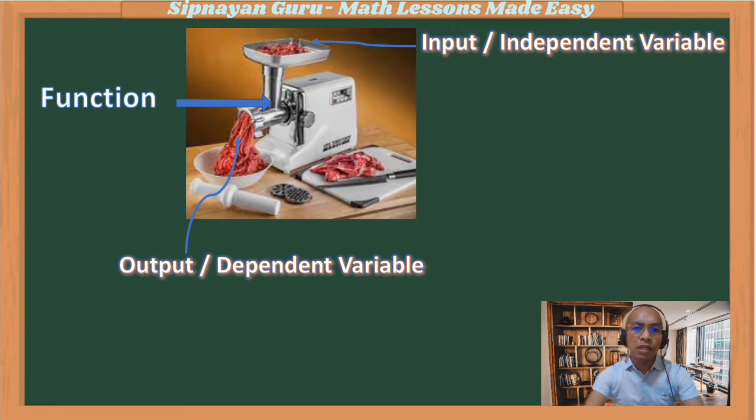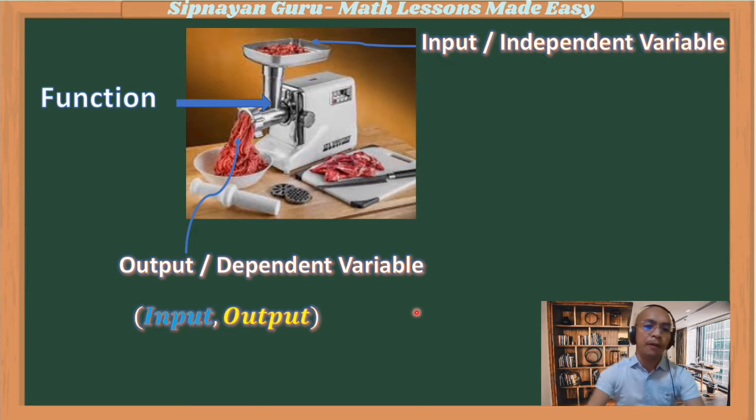So if you put a slice of meat here, the output must be ground meat. If you put a coffee bean here, the output must be coffee granules. If you put rice here, the output must be ground rice. In terms of quantity, x would be our independent variable and y would be our dependent variable. And this is the input and the output respectively.